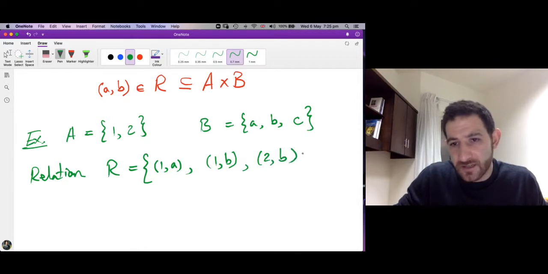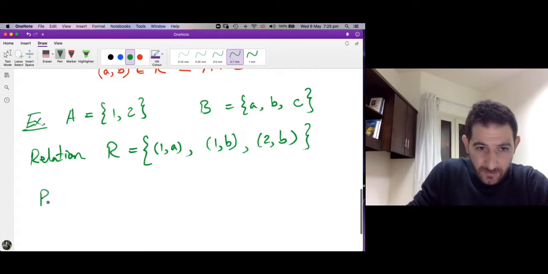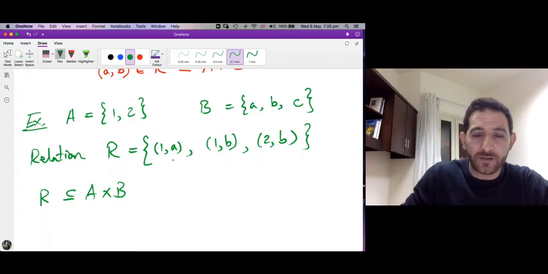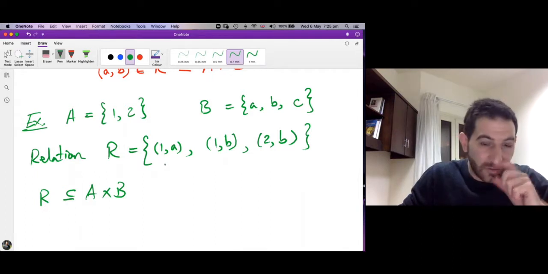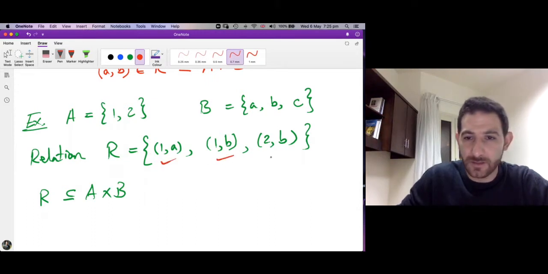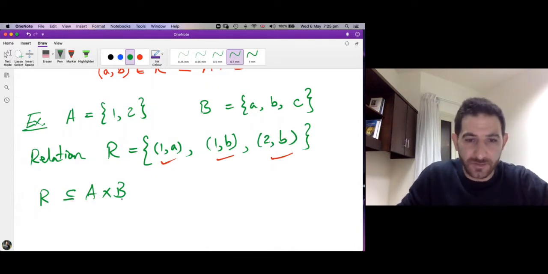So R is a relation, it contains 3 elements, and notice that R is a subset of A cross B, because every element in R is an element of A cross B. What is A cross B? It is the set of all pairs such that the first element is 1 or 2 and the second element is A or B or C. See, these 3 elements satisfy this condition, and this means that R is a subset of A cross B.